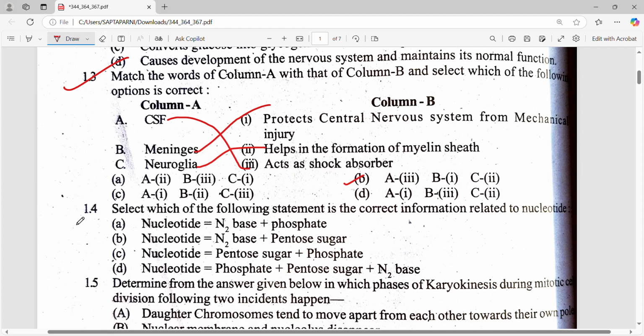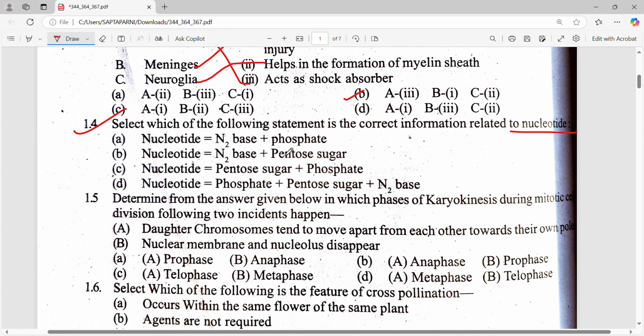Next, select which of the following statements is correct information related to the nucleotide. Nucleotide is composed of phosphate, pentose sugar and nitrogen base. So the correct option is option D. Next, determine from the answer given below in which phase of the karyokinesis during mitotic cell division the 2 incidents happen. The first incidence is daughter chromosomes tend to move apart from one another. This happens in anaphase, so the correct answer would be option B. And the statement, nuclear membrane and nucleolus disappear, occurs in prophase. So the correct answer is option B.